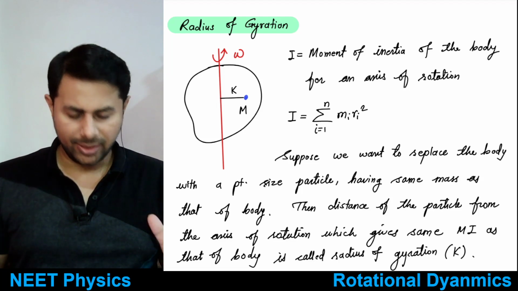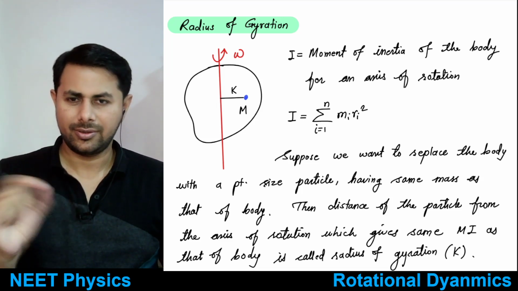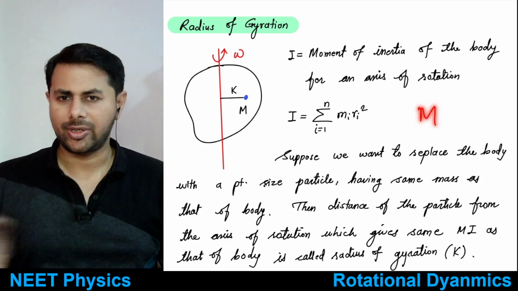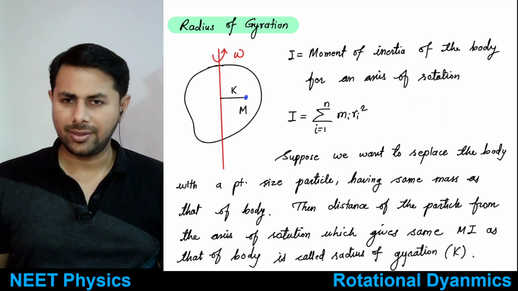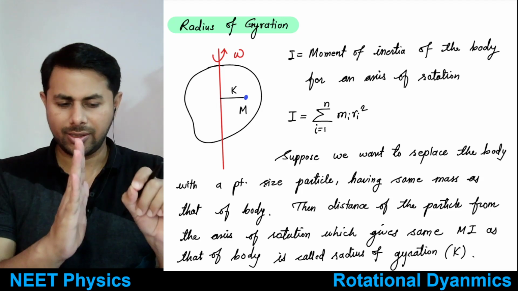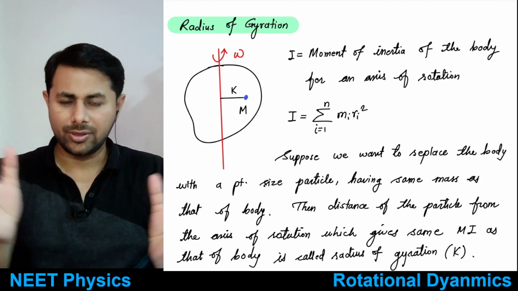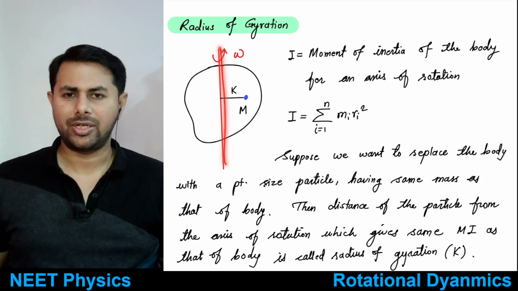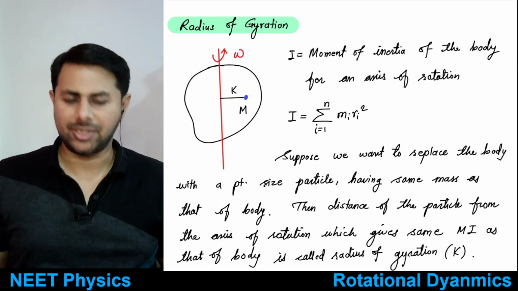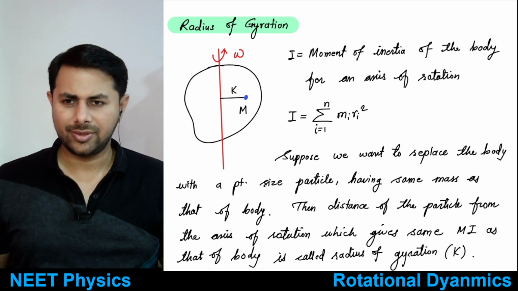So suppose I have this body and I want to replace it by a point-sized particle having mass equal to the mass of the body. Then at what distance should I keep that particle so that it will also have the same moment of inertia as this body for this axis of rotation? That distance is known as radius of gyration, k. This is clear, everyone? Yes, no?